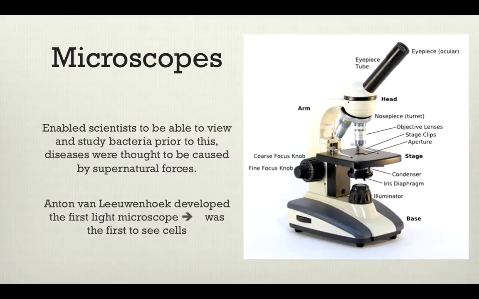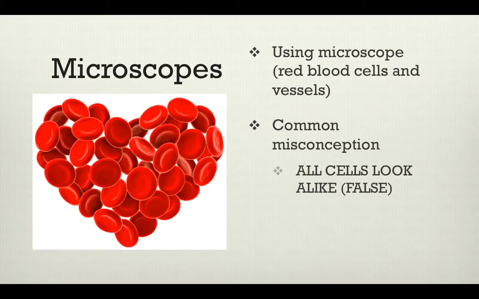This enabled scientists to study bacteria. Prior to this, diseases were thought to be caused by supernatural forces. Anton von Leeuwenhoek came along and developed the first light microscope and said, no supernatural forces. Cells, I see cells. Using microscopes, we can see red blood cells and blood vessels.